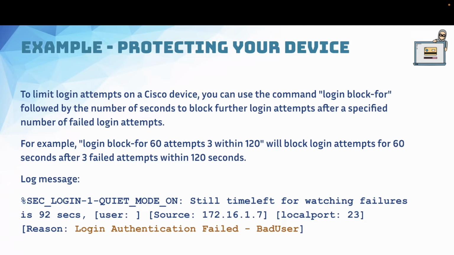For example, login block-for 60 attempts 3 within 120 will block for 60 seconds after 3 failed login attempts within 120 seconds. So if the user makes 2 failed login attempts and then 121 seconds later another one, it will not block them. It's also going to generate a log message like you see below. Still time left for watching failures in 92 seconds. So 92 seconds is when the user entered 3 incorrect passwords. And the source IP is there with the local port and the reason.